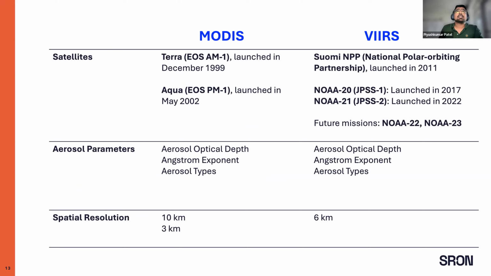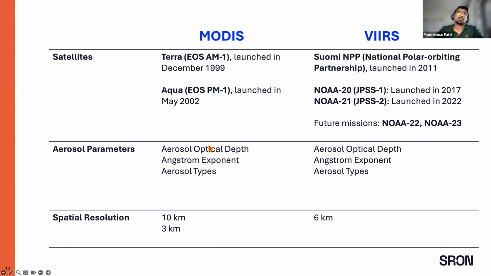Now, as I mentioned, the first satellite sensor was MODIS, and there is a similar sensor we call VIIRS. That is an identical brother of MODIS, but more developed. MODIS was launched on Terra and Aqua. Terra and Aqua are the satellites, MODIS is the sensor. Terra was launched in 1999, as I mentioned, and Aqua was launched in 2002.